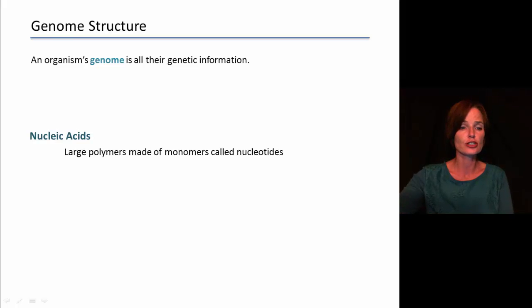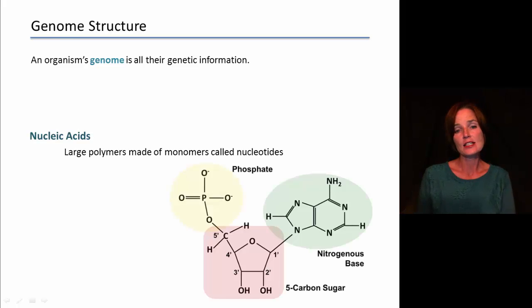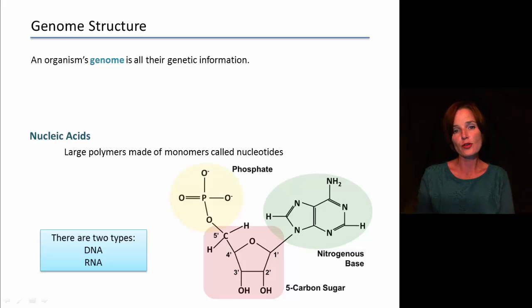If we look at the structure of a nucleotide, it has three main components. They are always going to have a 5-carbon sugar. We call it a pentose sugar because it's 5 carbons. They are going to have a phosphate group attached to that sugar. And then they're also going to have some type of base attached. Oftentimes we call that a nitrogenous base because it is nitrogen containing. When we join these together to make the polymers, we end up with two different nucleic acids. These are DNA, which is deoxyribonucleic acid, and RNA, which is ribonucleic acid.